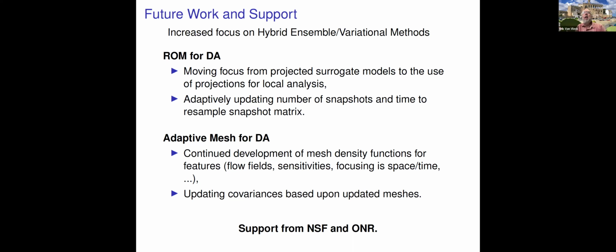We're continuing to develop mesh density functions for features like flow features and sensitivities, being able to focus on some place in space and time, and also on updating covariance matrices that might be supported initially in our problem formulation on a reference mesh, but then we're going to use some version of them on an updated mesh.